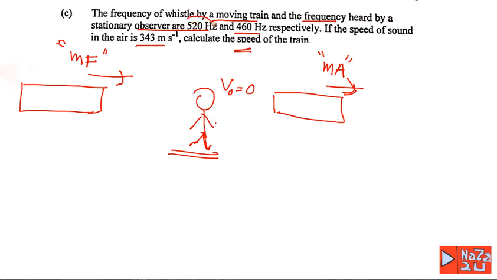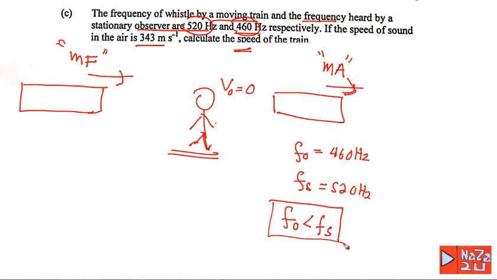If you look at the frequencies, the frequency of the source is 520 Hz, and the frequency heard by the observer is 460 Hz. So the frequency heard by the observer is less than the frequency of the source, meaning the source moves away from the observer. This is the speed of the source.